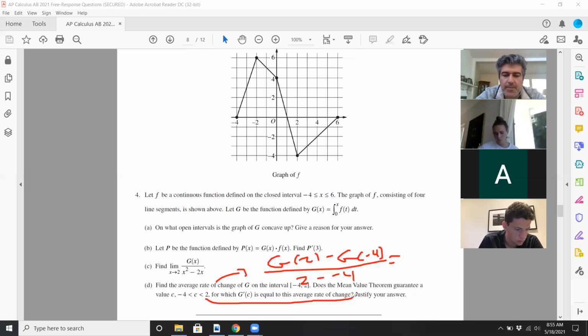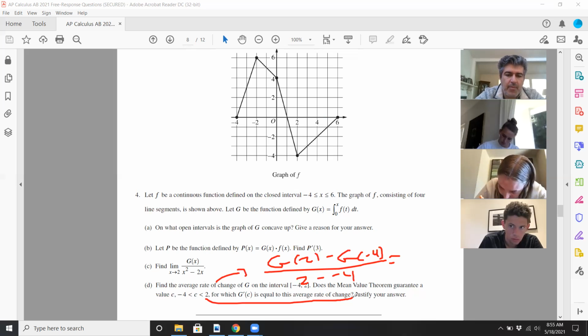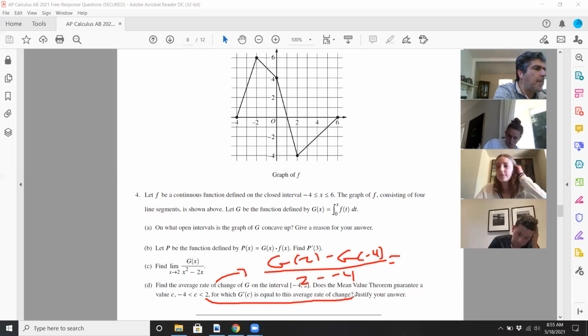about this. So again, I'll give you guys maybe a couple minutes for that. My guess is 1 point for the average rate of change and 1 point for making your statement. So I'm guessing D is probably worth 2 points. So again, I'll give you guys a couple minutes to handle that.